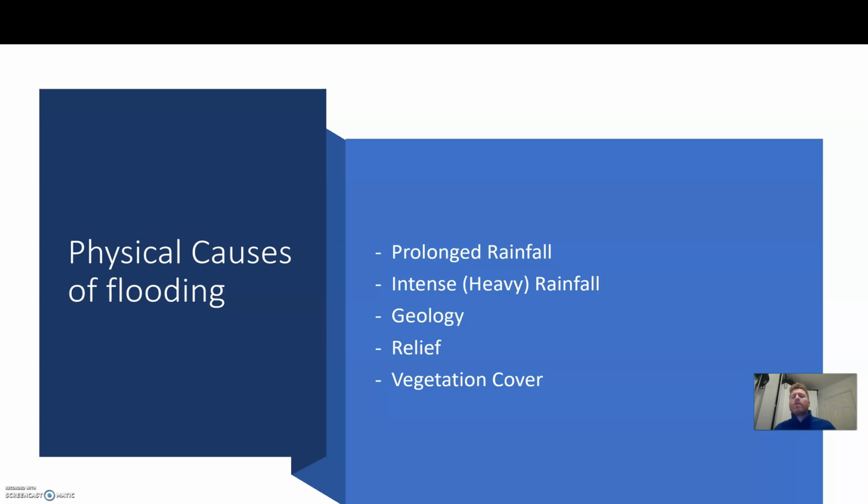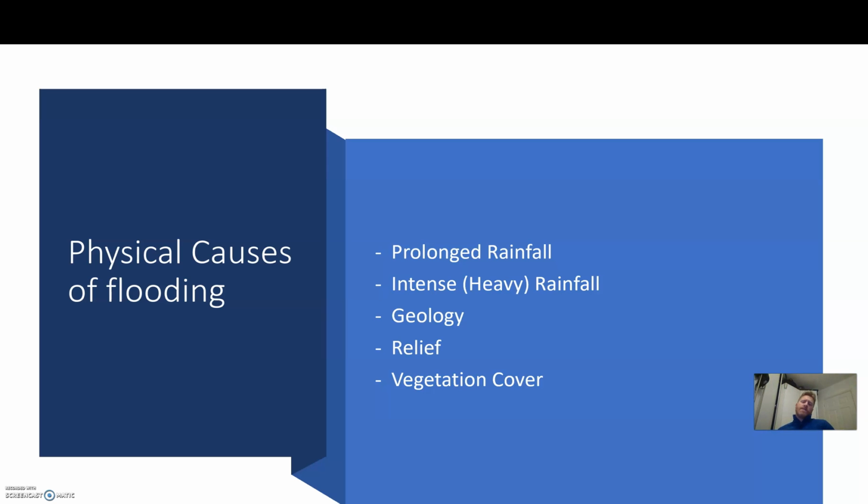Well, prolonged rainfall can lead to a flood because if it rains over many, many days, the ground will eventually become saturated and won't be able to hold any more water. So any water that falls will make its way into the river, and that will increase the chance of the river flooding. We can pick vegetation cover as well, okay?